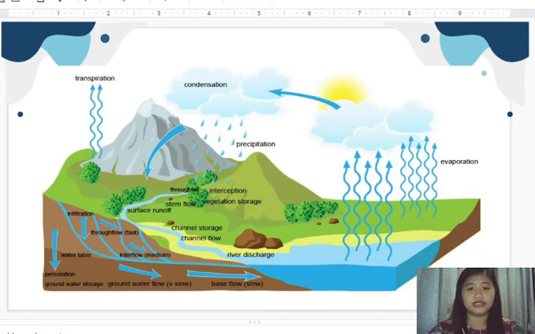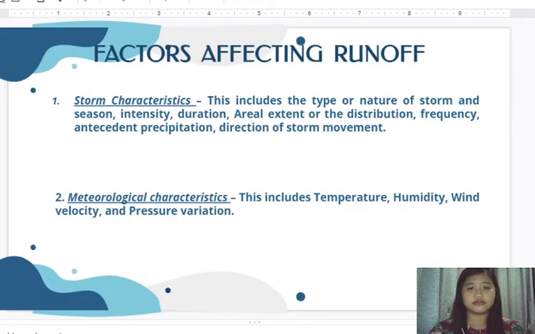And then, so this is the water cycle. So what are the factors affecting runoff? First is the storm characteristics. So storm characteristics includes the type or nature of storm and season, intensity, duration, areal extent, or the distribution, frequency, antecedent precipitation, direction of storm movement.